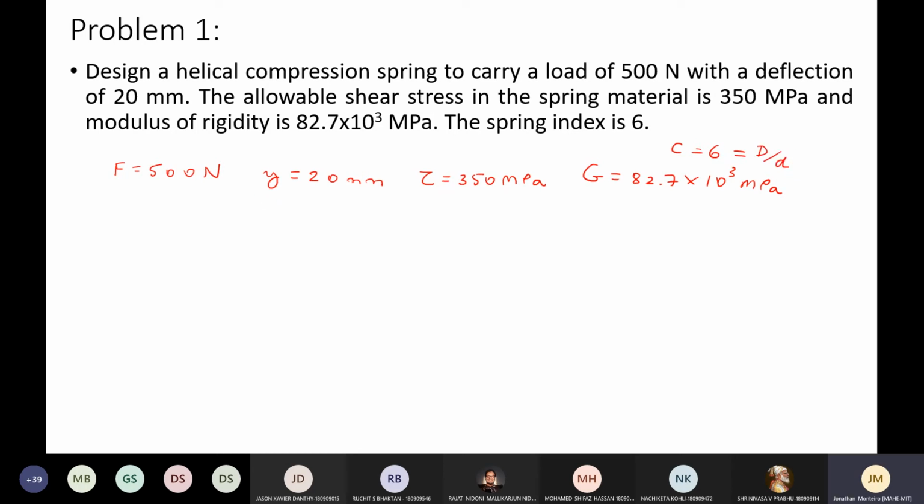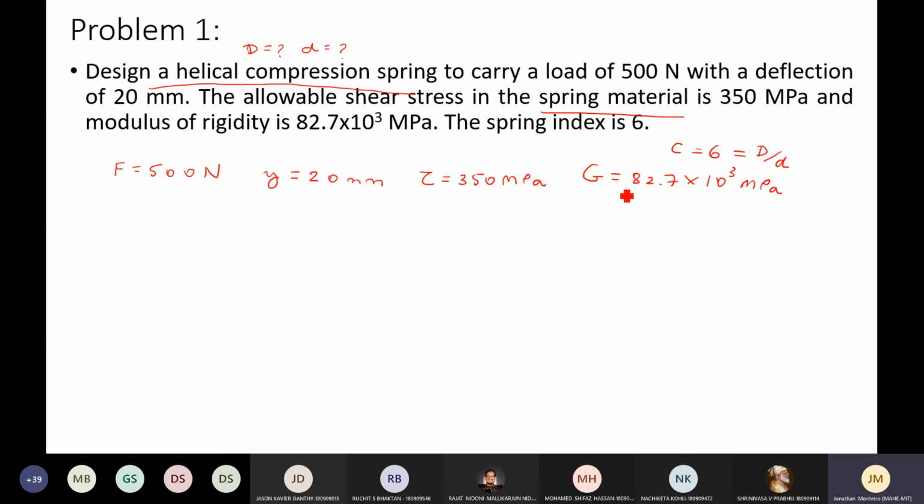What are we supposed to do? When we say design a helical compression spring, it means to design with all the parameters in mind. That is, what will be its coil diameter. So design means what is D, and what is small d, the wire diameter. Spring material is already given.